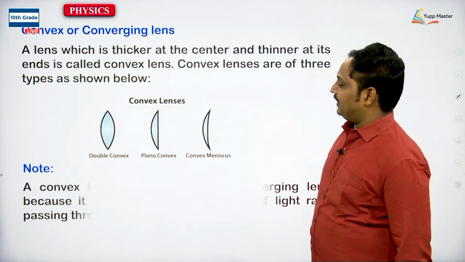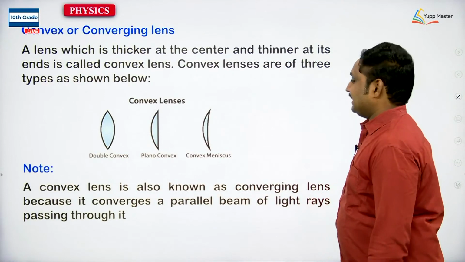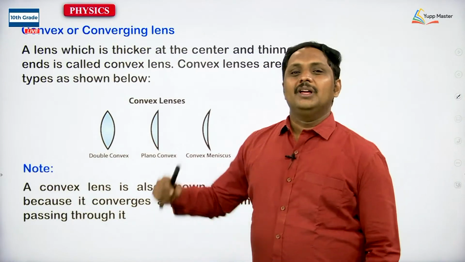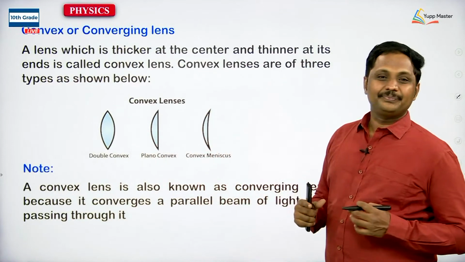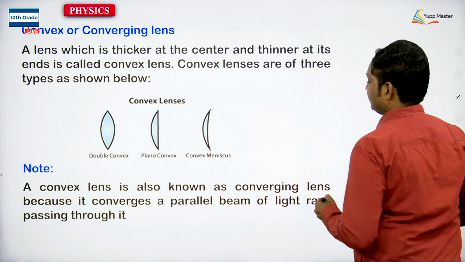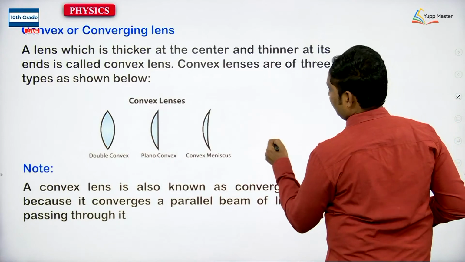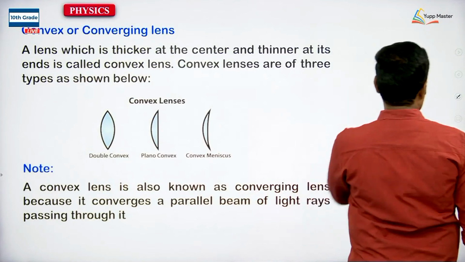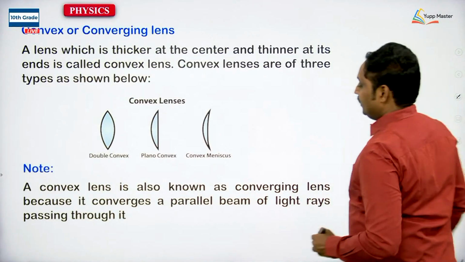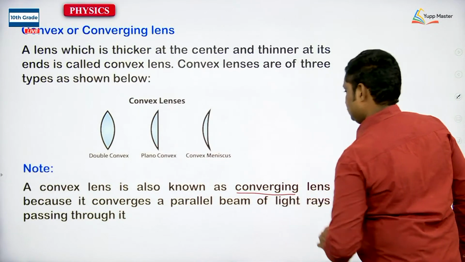Let us go for another one. This is a very important point. A convex lens is also known as the converging lens. What do we mean by converging? That all the light rays are about to meet at one point after the refraction. You have to highlight this point. This is very, very important. That is converging.